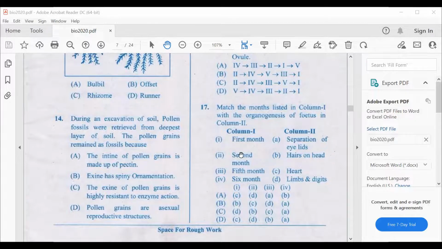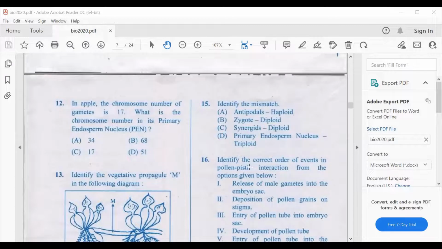Okay, now the 15th question: identify the mismatch, the pair which is not matched. Antipodals haploid, zygote diploid, synergids diploid, primary endosperm nucleus triploid. So which two pairs are not related, they are asking. So what is the answer? 15th question.